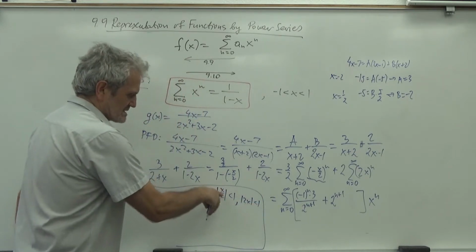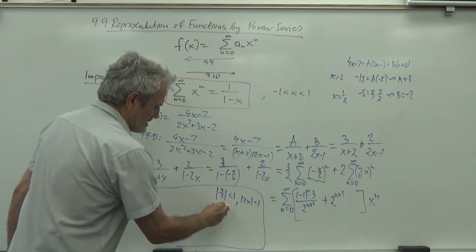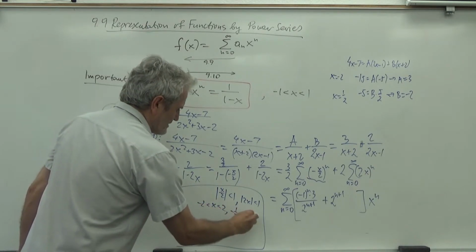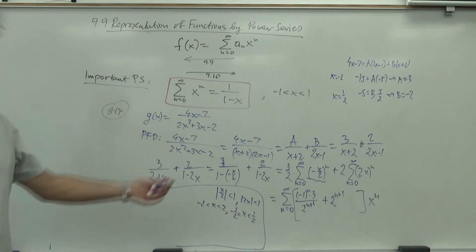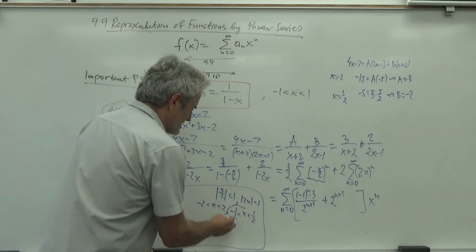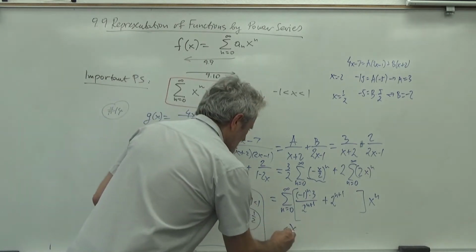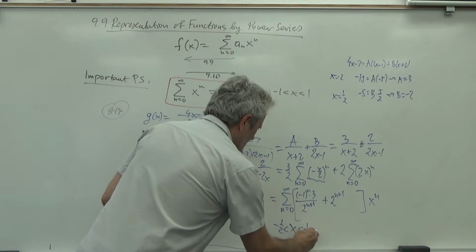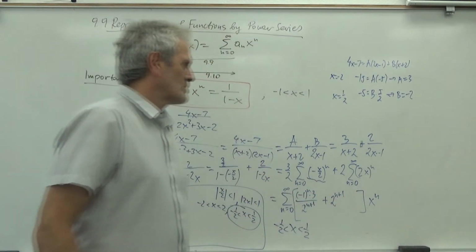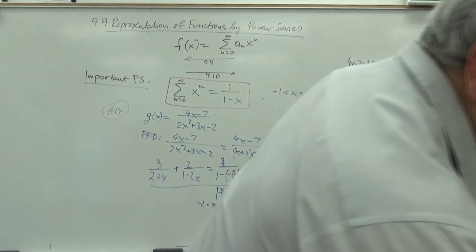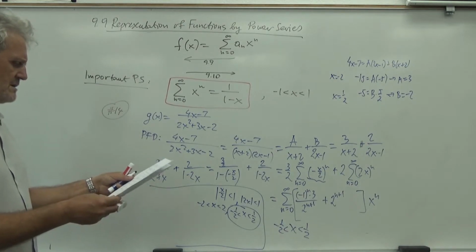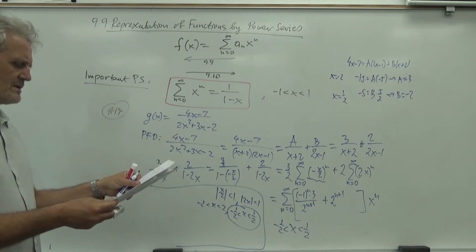So the first one exists if x is between negative 2 and 2, and this one exists if x is between negative 1 half and 1 half. So if you want to have both, which is necessary to have validity of your result, this is their overlap, so x is between negative 1 half and 1 half. That's actually because this guy has more trouble converging. So that looks good.